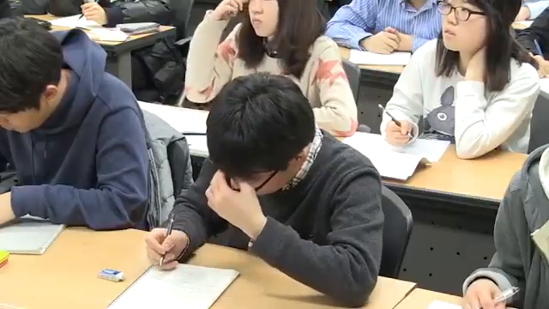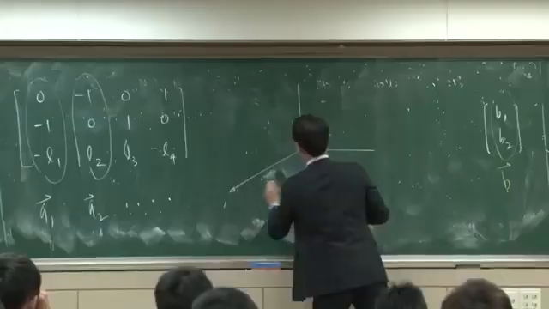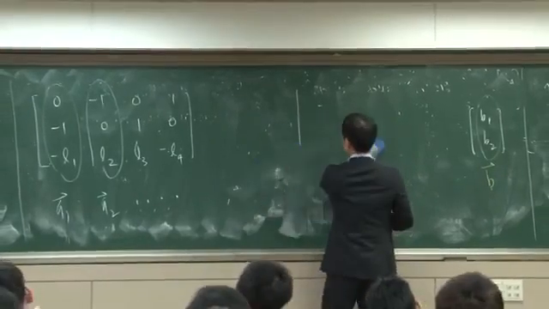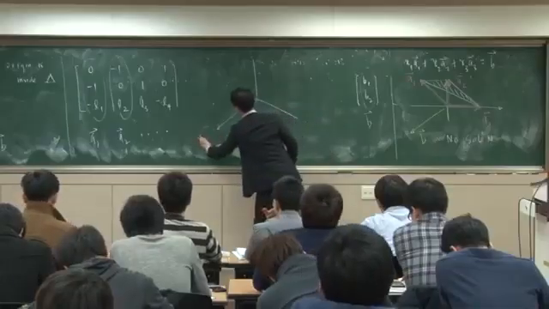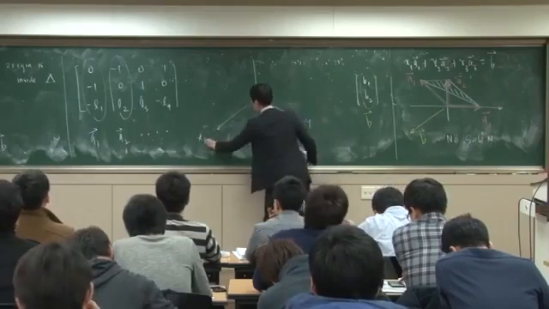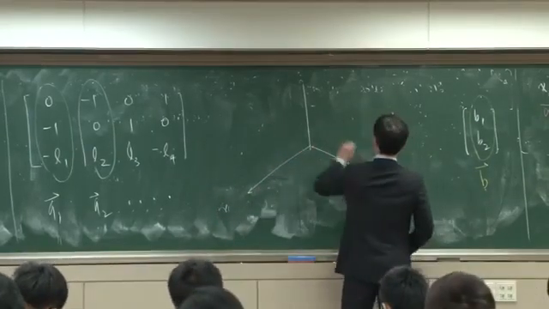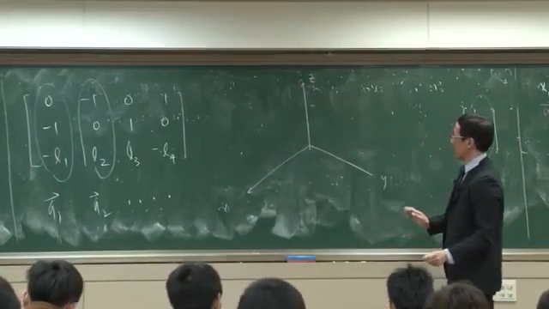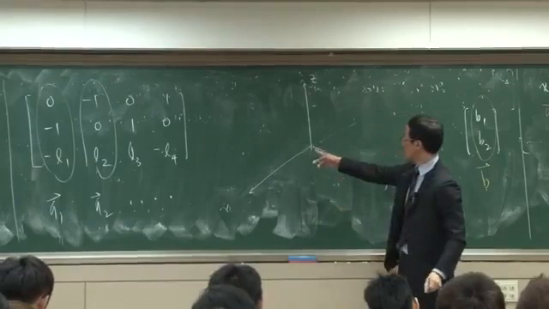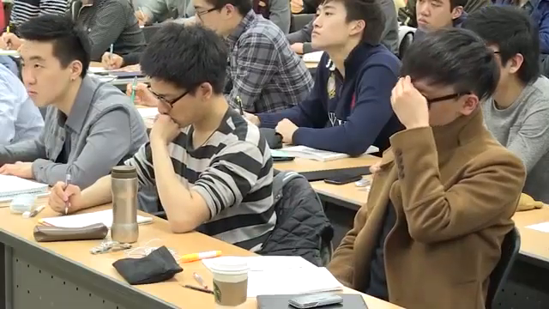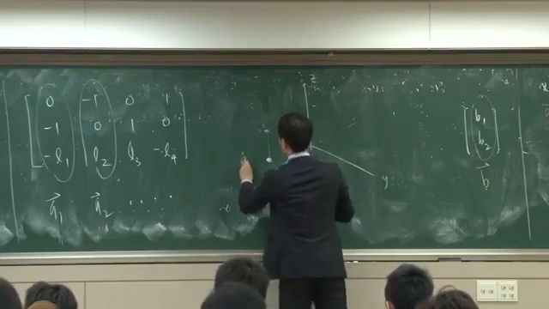Before we had a two-dimensional drawing, now we have a three-dimensional drawing. Let me draw it this way. Here's my x, y, z. Let's draw A1. A1 is 0, minus 1, minus L1, so probably around here. So that's my A1.